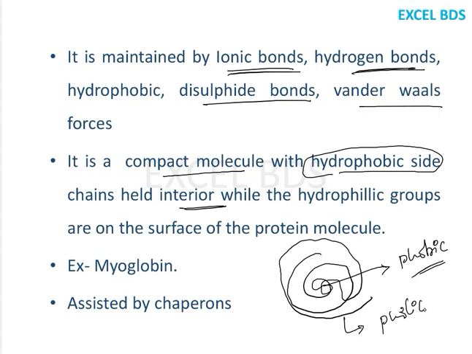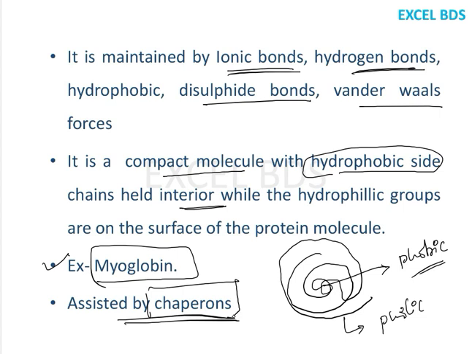What are the examples for the tertiary level of protein? One example is myoglobin. And to get the tertiary and quaternary levels, there is a set of helpers, proteins called chaperones. These levels are achieved with the help of chaperones.